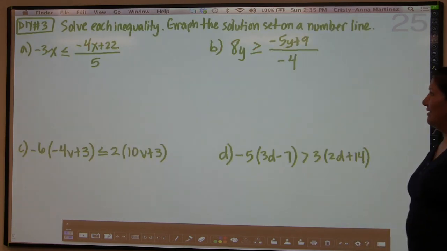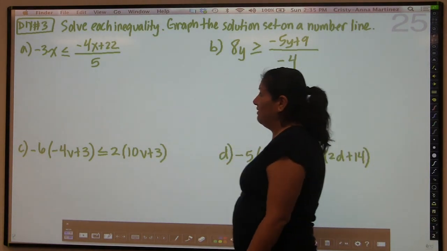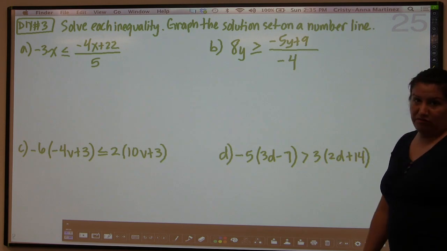You can now try these. Remember, don't be afraid of these crazy fractions. Just multiply both sides by the denominator, and you will get rid of your fraction and be on your merry way.